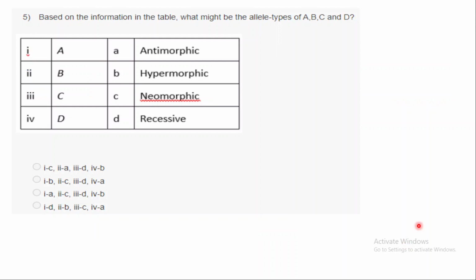So for the options that we have here, I have changed it. Here are the options: 1C, 2A, 3D, 4B. Sorry. And 1B, 2C, 3D, 4A. So there are four options here.